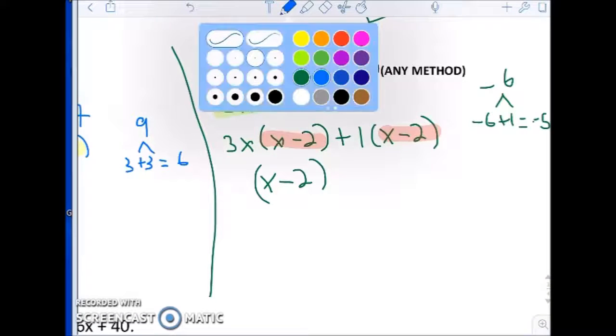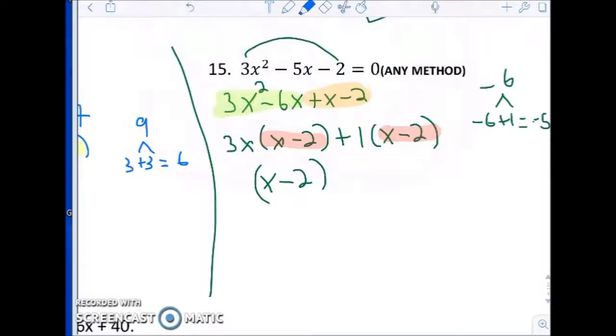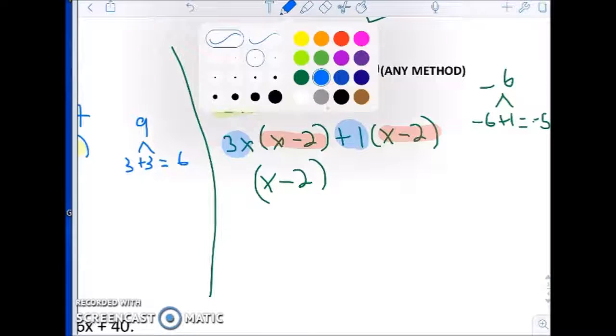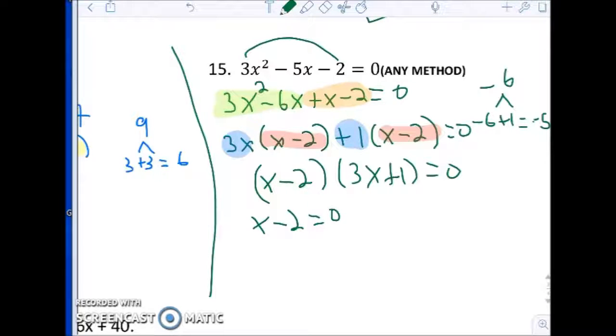And I have my leftovers, my things in front, the 3x and the plus 1, so I'm going to make that my second parentheses. And this all equals 0. Sorry, I had failed to do that so far. So now I'm going to set each factor equal to 0, so either x minus 2 equals 0, or 3x plus 1 equals 0, and then I solve each.